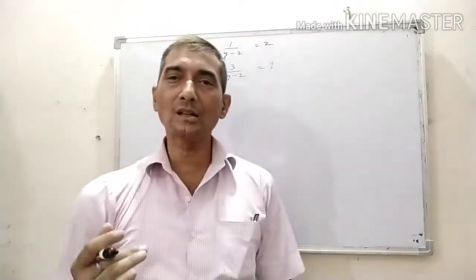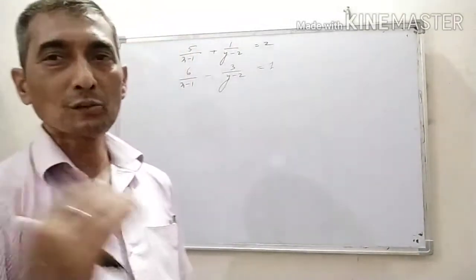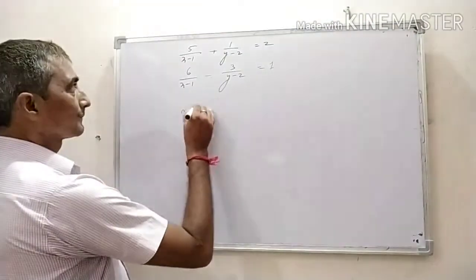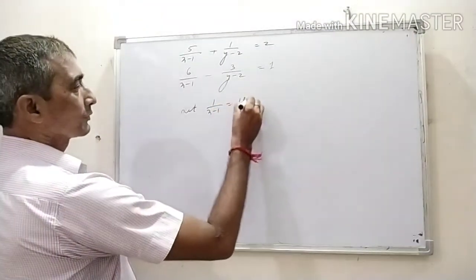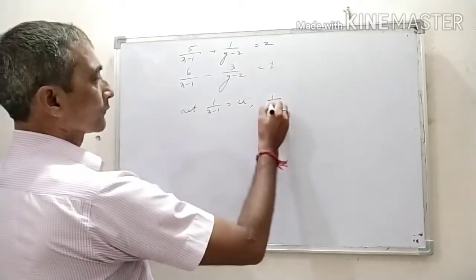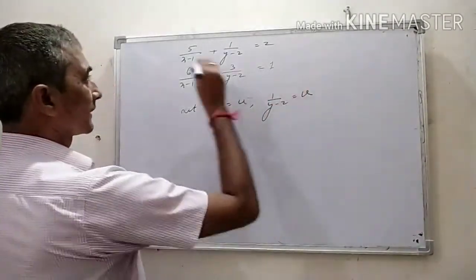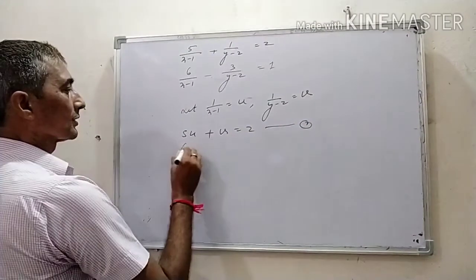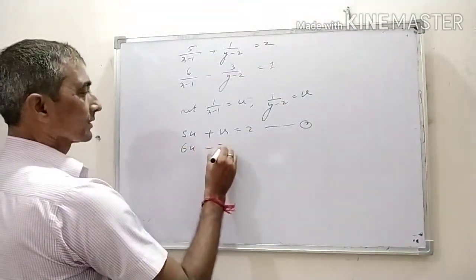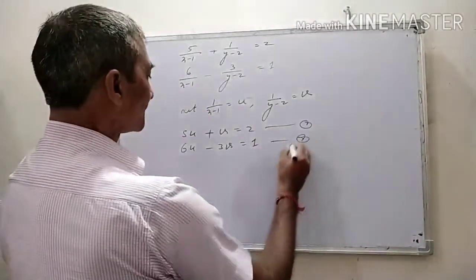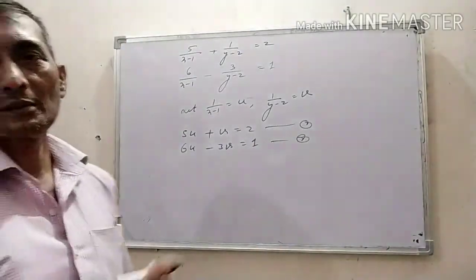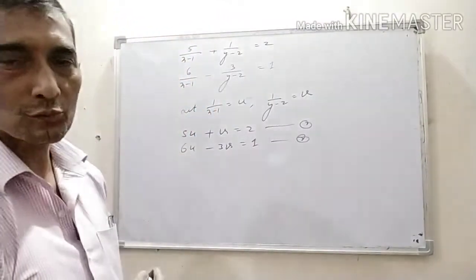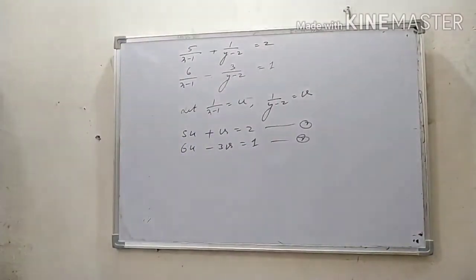and in the present form it is not standard, so we try to reduce it into the standard form. Let 1 by x minus 1 equal to u and 1 upon y minus 2 equal to v. Therefore 5u plus v equal to 2, 6u minus 3v equal to 1. In the present form, the given equation is reduced into the standard form.